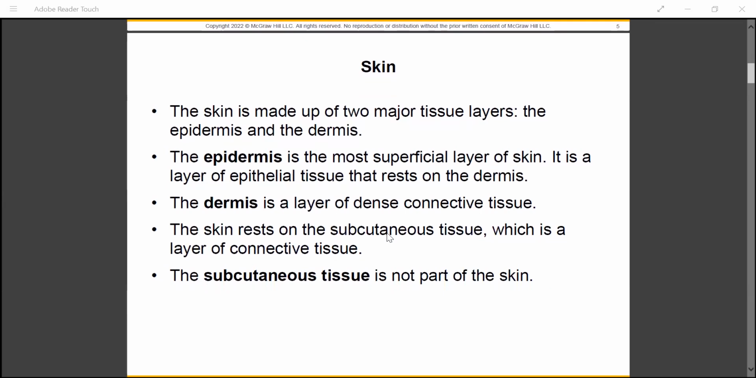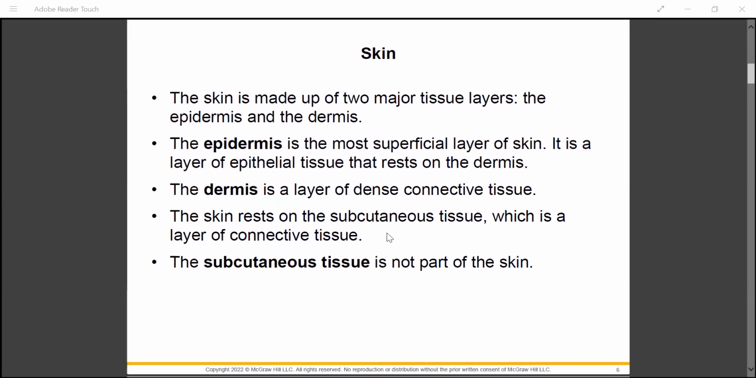So when we actually say the skin, we're talking about our two first major tissue layers, the epidermis and the dermis. So our epidermis is going to be our superficial layer of skin. It's epithelial tissue, and it's going to more or less rest on the dermis. The dermis is a layer of dense connective tissue. So epidermis is epithelial, dermis is connective.